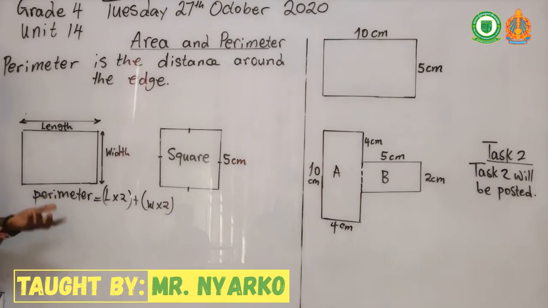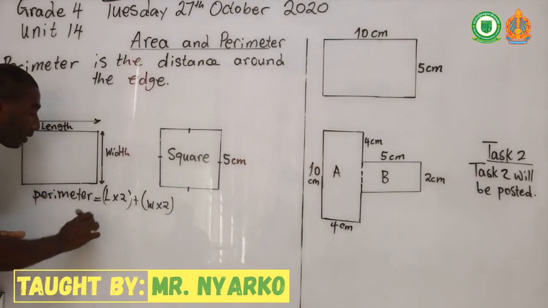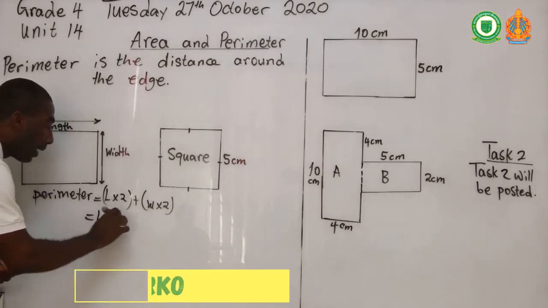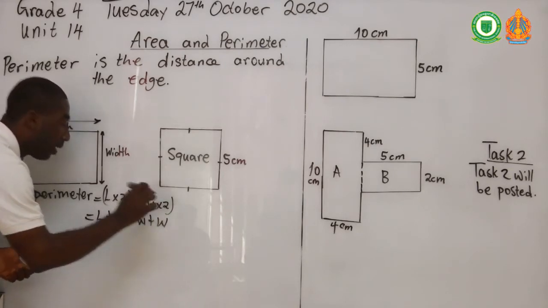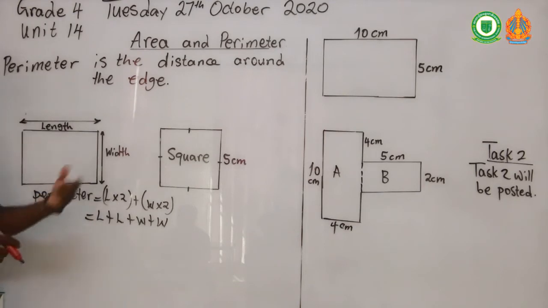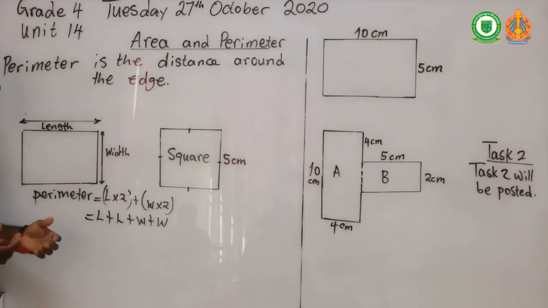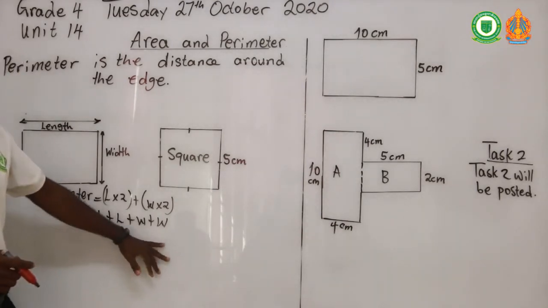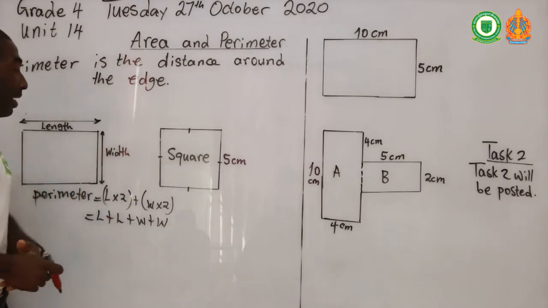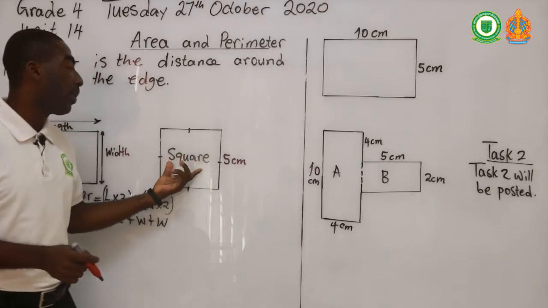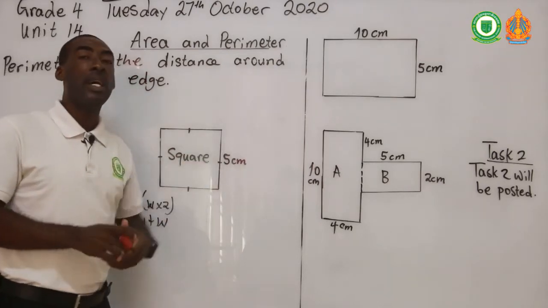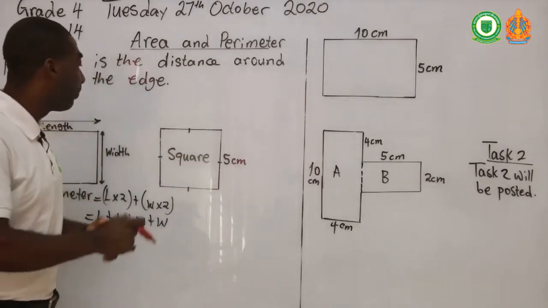You can also say that your perimeter is equal to length plus length plus width plus width. It's also the same as the first one that we have. So you choose the one that is easy for you to do that of your perimeter. There are always 4 items that you need to add together to have your perimeter. So let's see how we can look for perimeter for square and then the other shapes that we have.